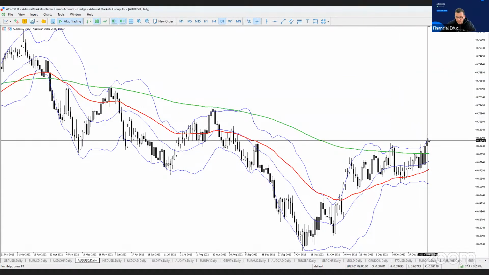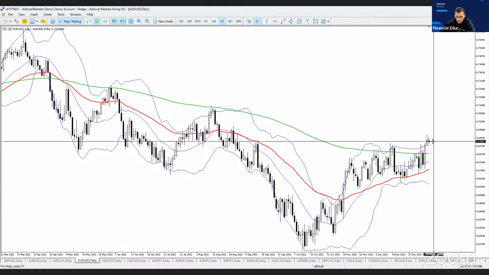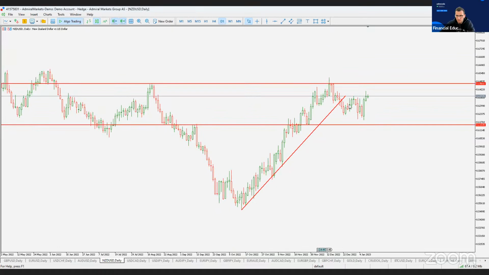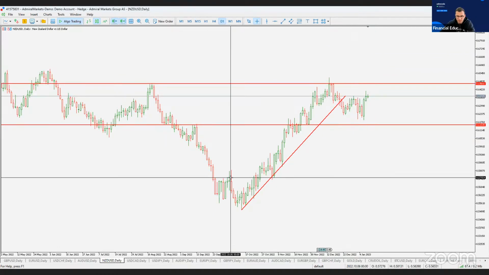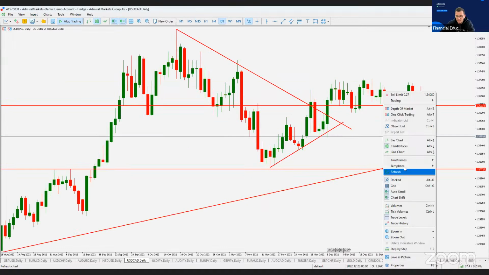Australian dollar against the US dollar, again, it's trying to make its way to the upside. The Kiwi against the dollar, the same. It's struggling around this resistance. US dollar against the Canadian dollar.